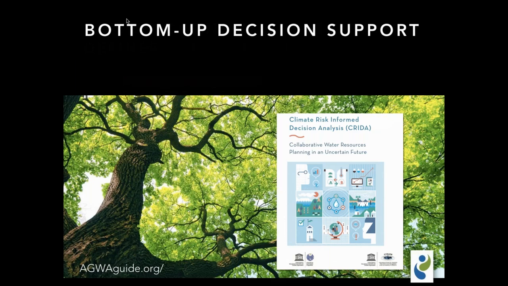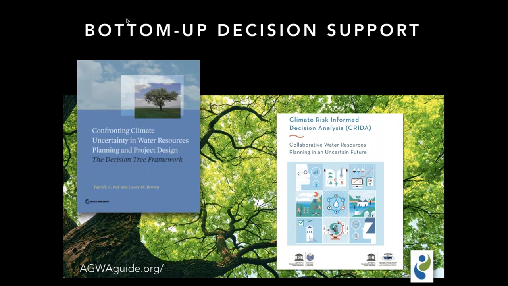Bottom-up decision support systems are still relatively new in the water community. The two that I am most familiar with, that I think have received the most attention in my mind, beginning in 2015 on the left, is the decision tree framework. This was published by the World Bank, Confronting Climate Uncertainty in Water Resources Planning and Project Design. It was led by Patrick Ray at the University of Cincinnati and Casey Brown at UMass Amherst. That is designed to help the loan officers at the World Bank identify with their clients and globally the implicit and explicit climate risks, and then find some way to reduce or avoid those threats.